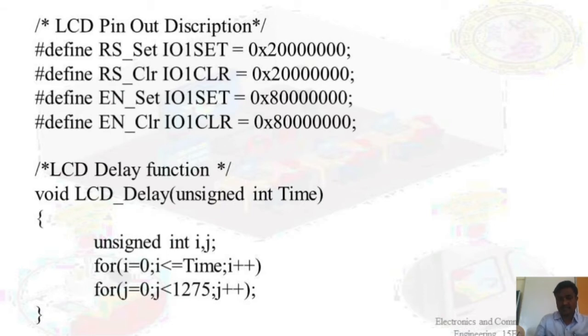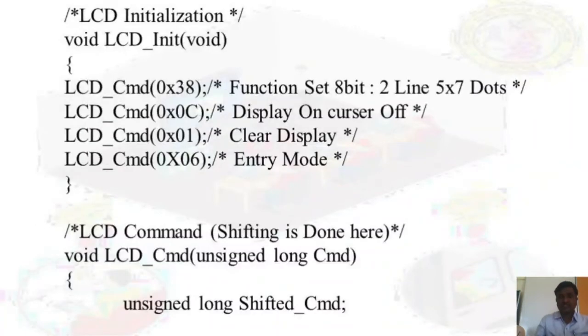Similarly for the enable pins. After that we are writing the LCD delay function with one parameter, int time, and unsigned int i, j, for which we are using two for loops. This is the standard delay function. Then we are writing the function description, that is LCD initialization, LCD init. In that init we are using 4 commands as we have already discussed: 0x38, 0x06, 0x01 and 0x06.